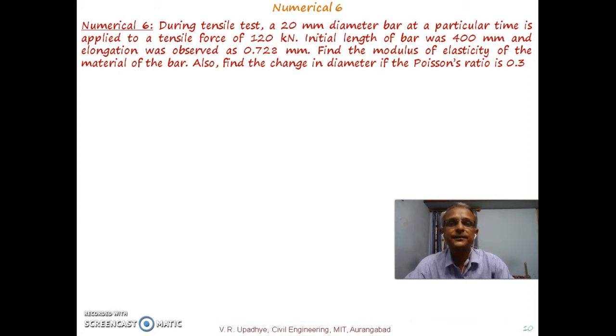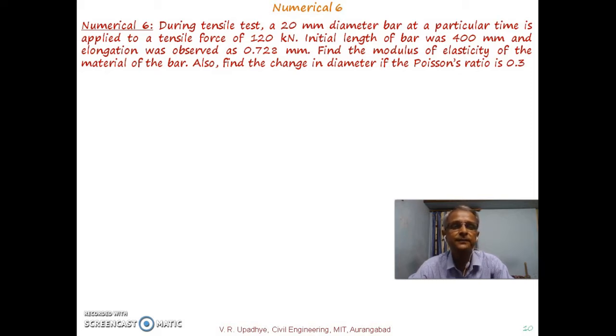During a tensile test, a 20 mm diameter bar at a particular time is applied a tensile force of 120 kN. So a tension test is conducted, the diameter of the bar is 20 mm and at a particular time the tensile force applied is 120 kN. The initial length of the bar was 400 mm and elongation was observed as 0.728 mm. Find the modulus of elasticity of the material of the bar and also find the change in diameter if the Poisson's ratio is 0.3.